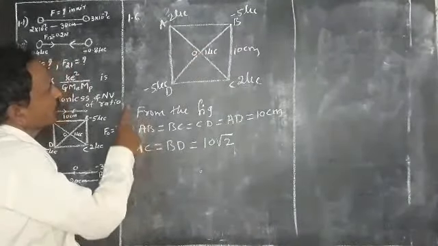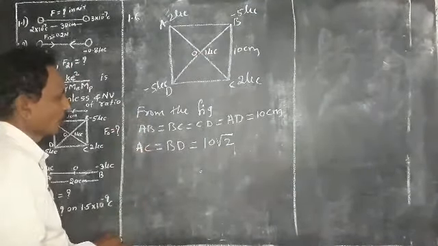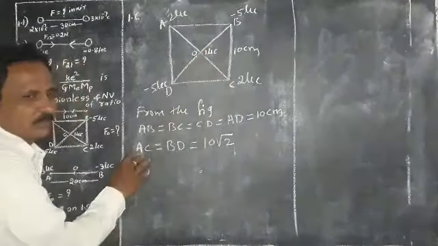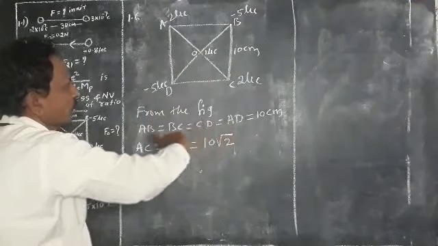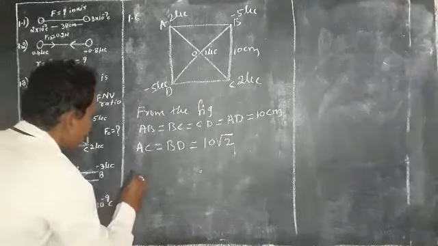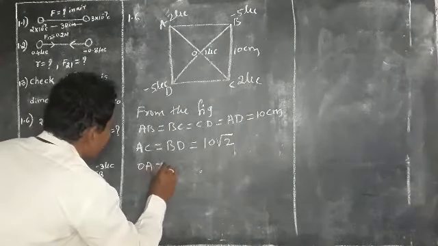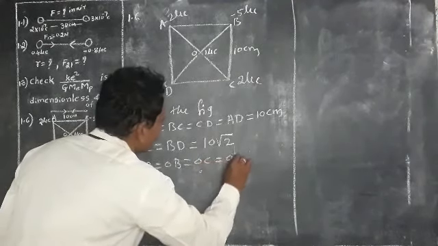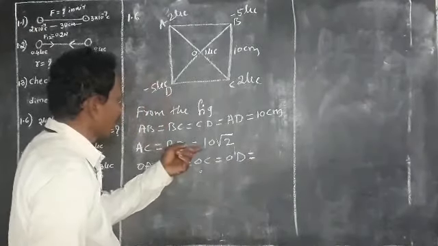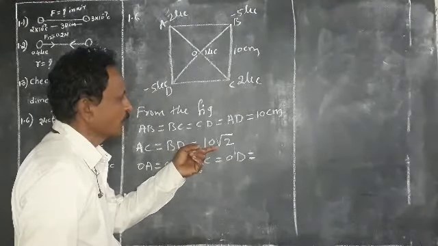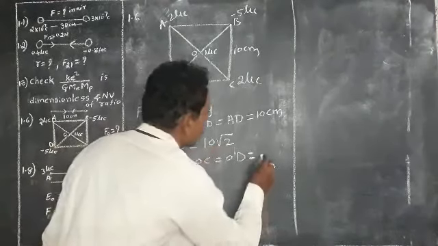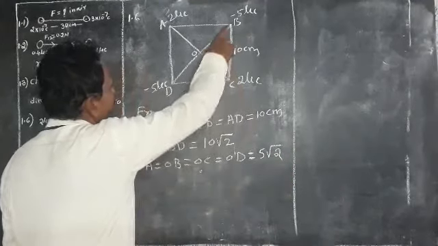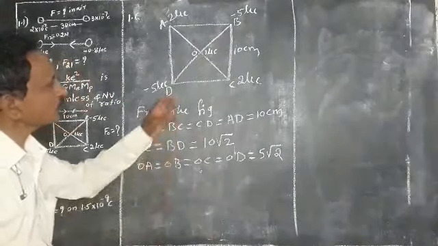Therefore, if AC equals BD equals 10 into root 2, then OA equals OB equals OC equals OD, and that is equal to half of AC or half of BD. Hence, OA equals OB equals OC equals OD equals half of 10 root 2, that is 10 root 2 divided by 2, equal to 5 root 2. These distances are 5 into root 2 centimeter.